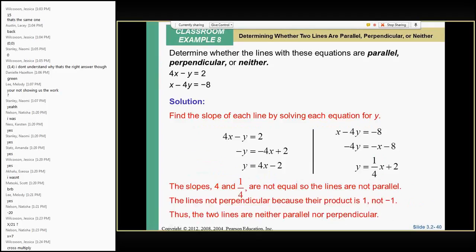What else? This one is an example of neither. This is +4. This is +1/4. So they're both positive, so they can't be perpendicular. And they're not exactly equal, so they cannot be parallel. So they would say this is neither.